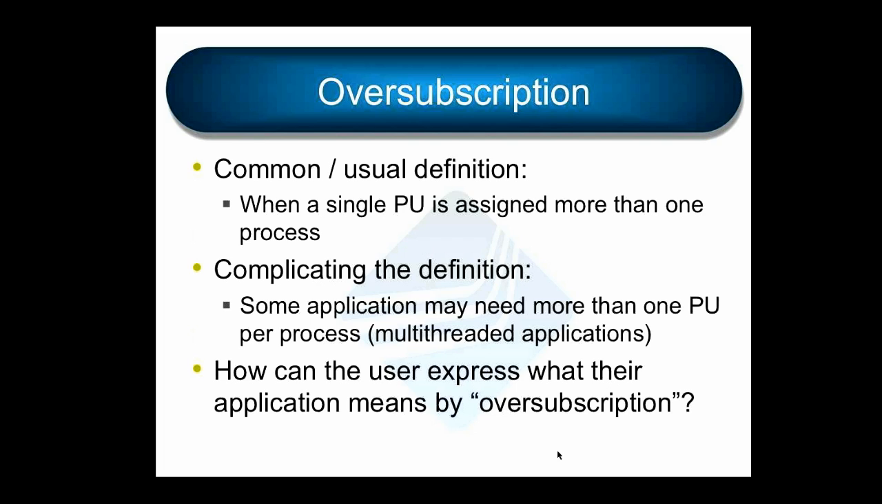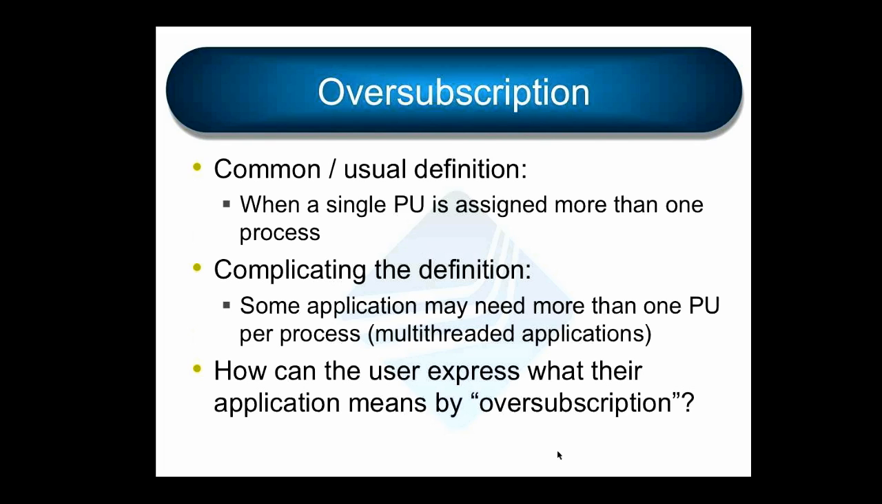Not always, but that is what we usually mean in the HPC world, right? But complicating that definition is that some processes are multi-threaded, so I might need more than one PU. And so therefore, it just muddies all the definitions. What exactly are you going to do?